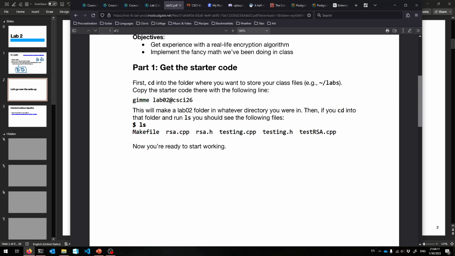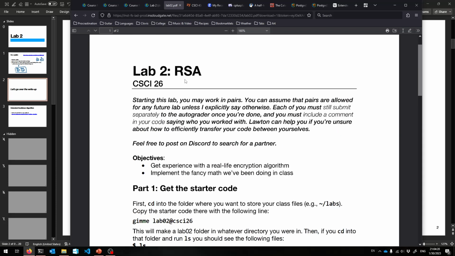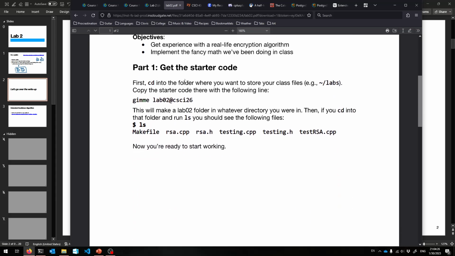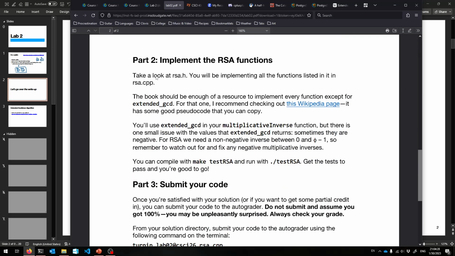And then here's the starter code. So get these files in the normal way, and then you're essentially going to be working in rsa.cpp. So this is you implementing the RSA encryption scheme. I have not told you how to do all of RSA, but a lot of the code right now you know how to write. It's based on the things that we talked about in the last lecture. So take a look at rsa.h. Your work is going to be implementing all the functions in rsa.cpp.